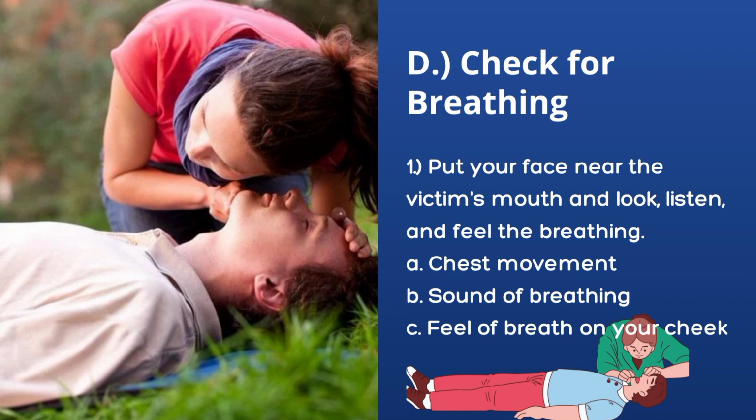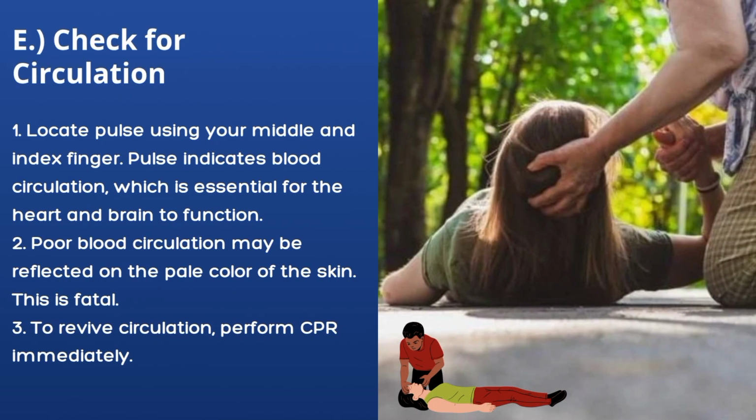E. Check for circulation. 1. Locate pulse rate using your middle and index finger. Pulse rate indicates blood circulation, which is essential for the heart and brain to function. 2. Poor blood circulation may be reflected in the pale color of the skin. This is fatal. 3. To revive circulation, perform CPR immediately.